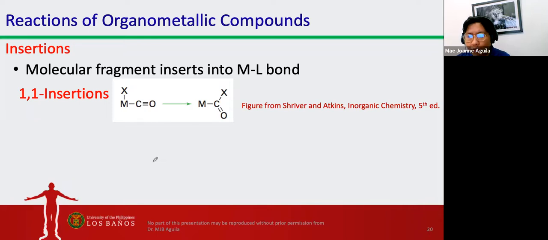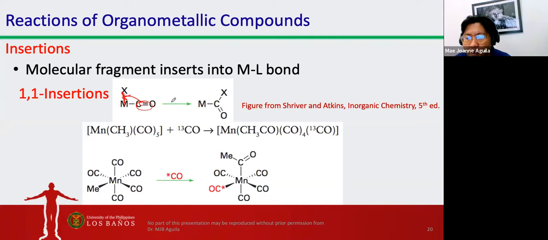You can see in here that the bond that is broken would be this MX bond, okay? And this CO bond is inserted in between this MX bond. So this is a 1-1 insertion. These are some examples of which, so it might be a little bit tricky to figure out, but this is a labeled CO. And you can see over here that actually it can be either one of these CO that gets inserted in between the metal bond, and the resulting vacancy in the coordination is filled up by this labeled carbon monoxide.